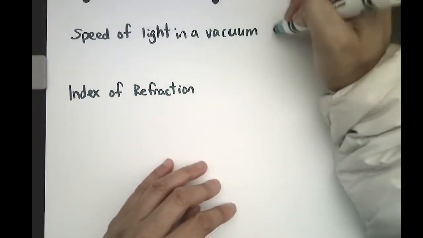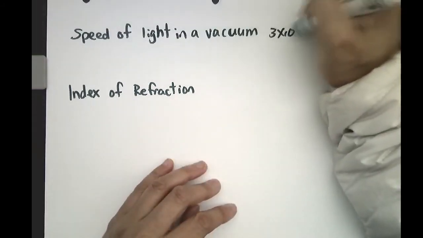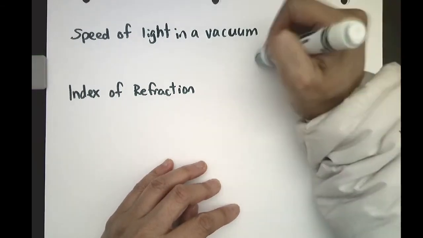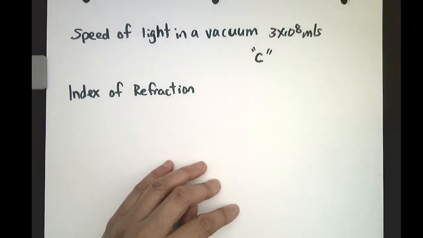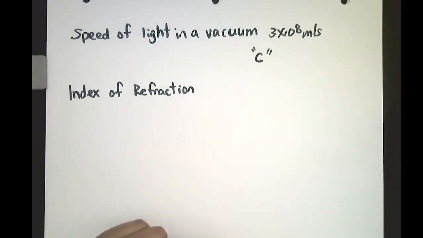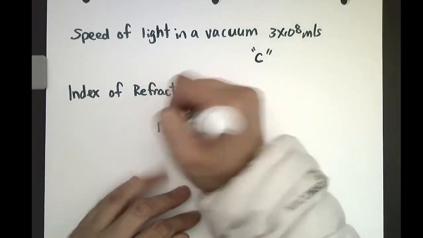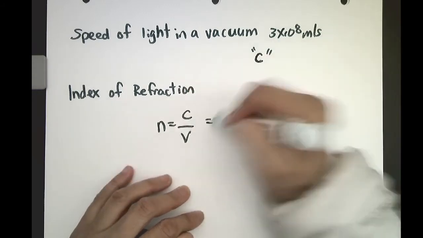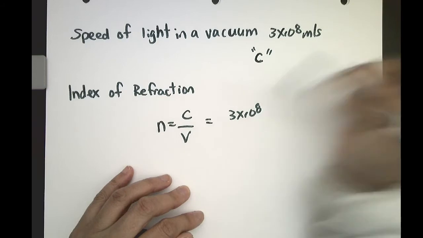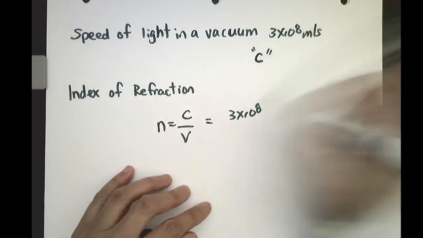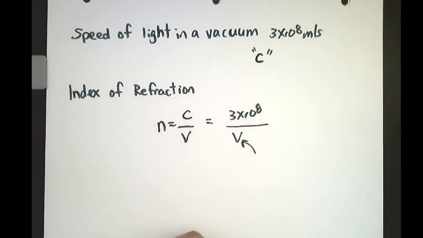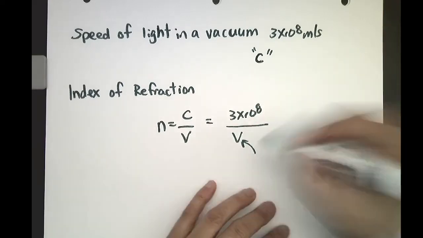Right, so the speed of light in a vacuum is 3 times 10 to the 8 meters per second. And we give that a special symbol called the letter c. It's a small c. The index of refraction is a ratio of these two speeds. So essentially n is equal to c divided by v. So c in this case is 3 times 10 to the 8 because it's the speed of light in a vacuum. And v is essentially the speed of light in water or in a different substance.